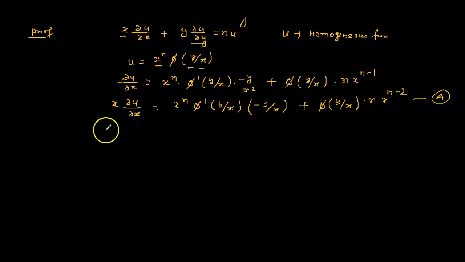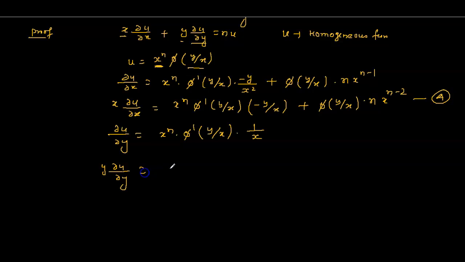Now we do it with respect to y. For del u by del y, there is no need to apply the product rule because x power n is a complete constant here. The differentiation is phi dash of y by x, and the differentiation of y by x with respect to y is 1 by x. Now we have to multiply by the coefficient y. So y into del u by del y is equal to x power n phi dash of y by x into y by x, as I multiplied both sides by y. So this is B. Now add equation A and equation B.